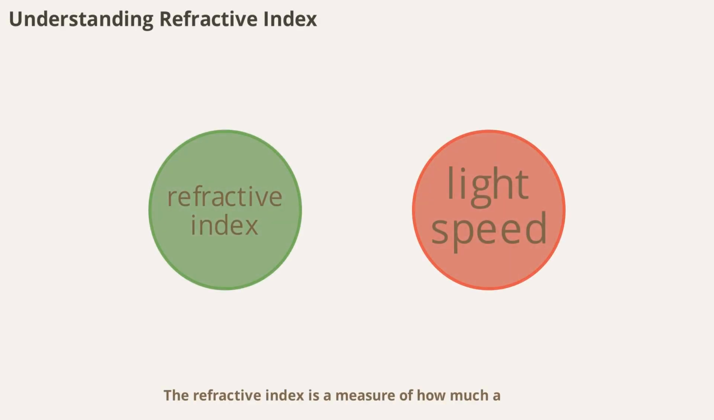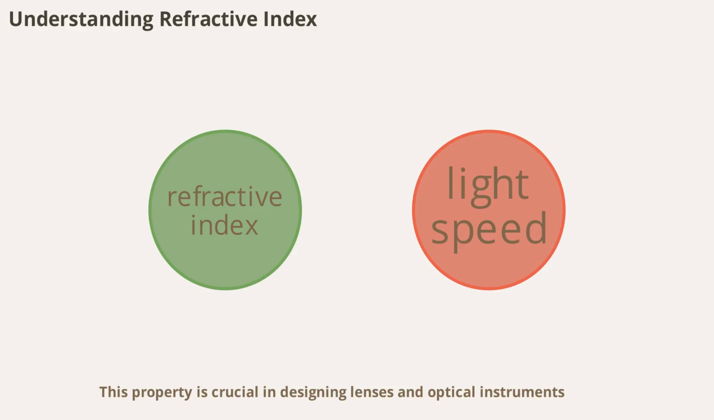Refractive index is a measure of how much a material slows down light compared to its speed in a vacuum. It's calculated by dividing the speed of light in a vacuum by the speed of light in the material. Materials with a high refractive index bend light more sharply. This property is crucial in designing lenses and optical instruments. Knowing the refractive index helps scientists and engineers predict how light will behave as it moves through different substances.